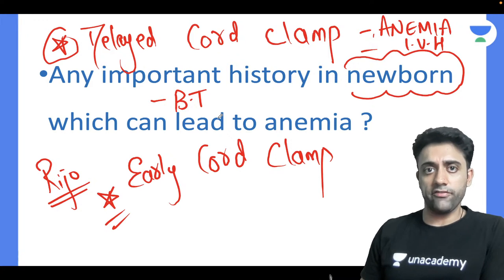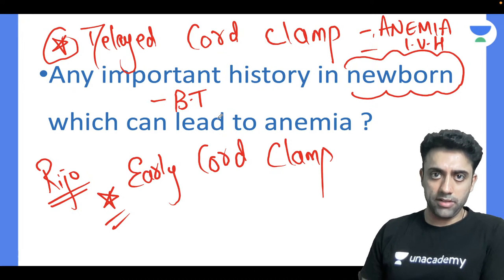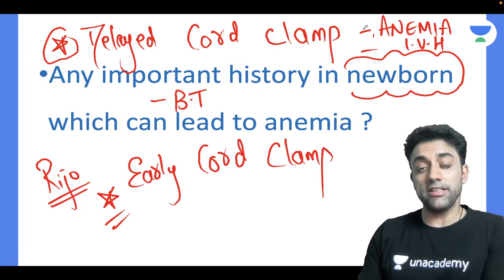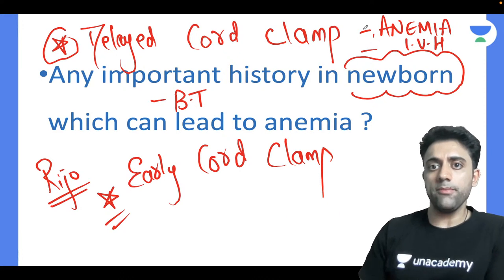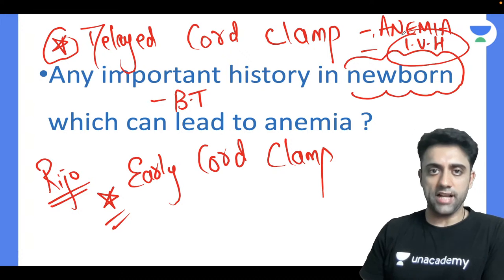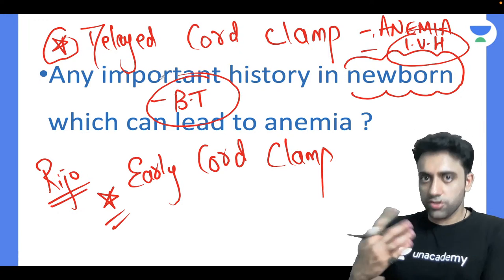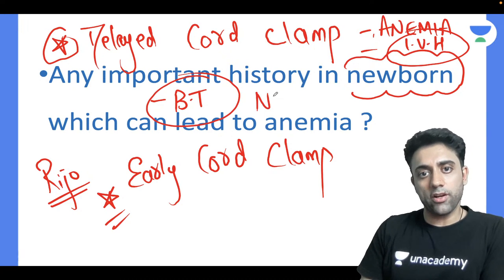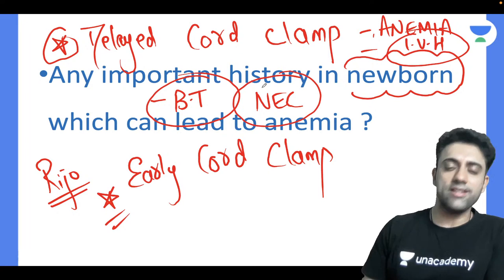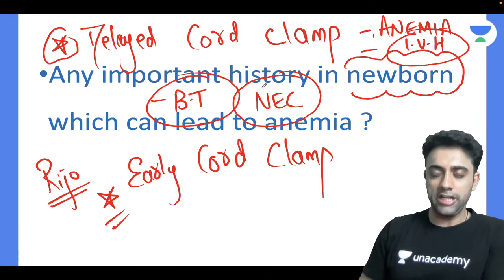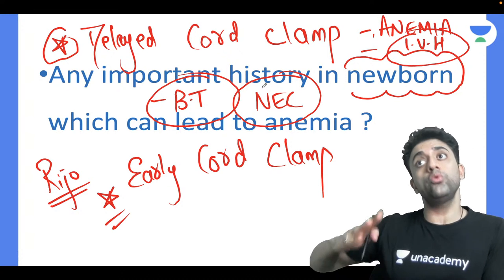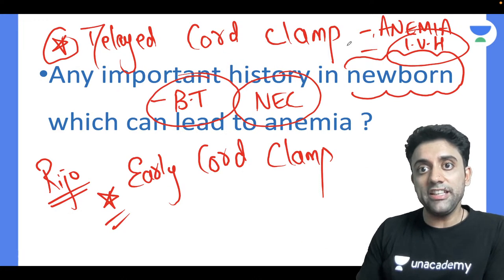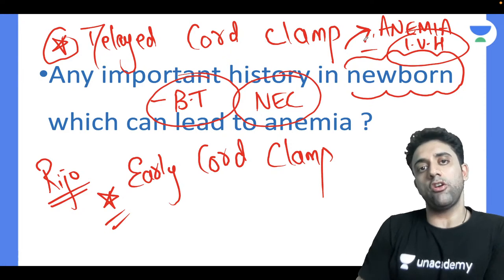Of course, more blood will go, so the chances of transfusing blood to the newborn will be less. And anemia: one is short term, one is long term. The short-term benefit is that IVH chances will be less, blood transfusion chances will be less, and even some book says necrotizing enterocolitis chances also will be less in the newborn. These are the short-term benefits. The very important long-term benefit is that within 2 to 6 months of life, the chances of anemia will also be less.